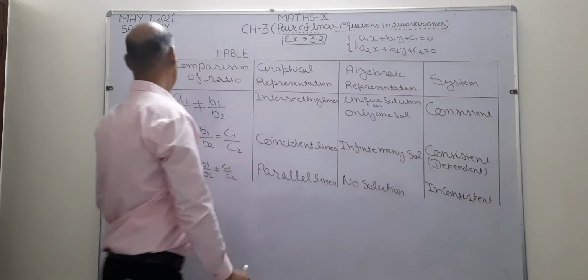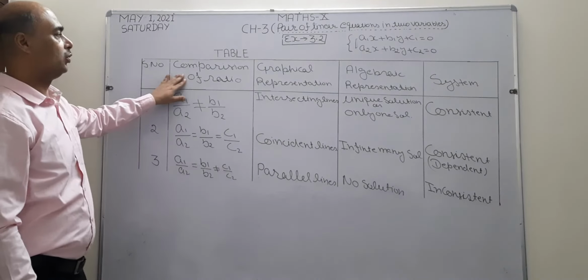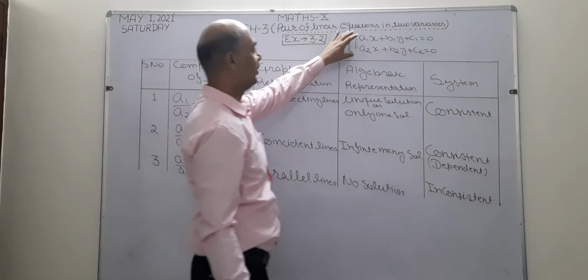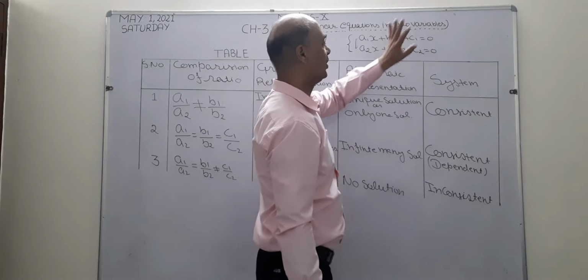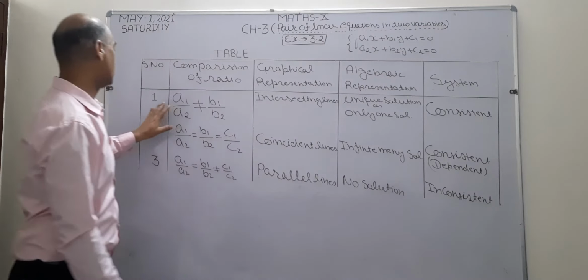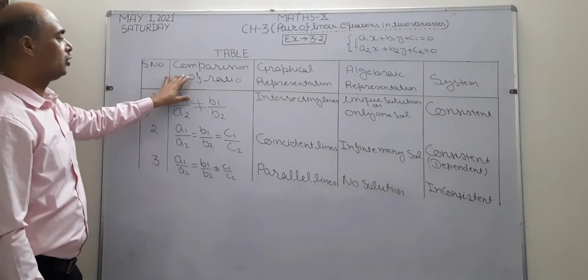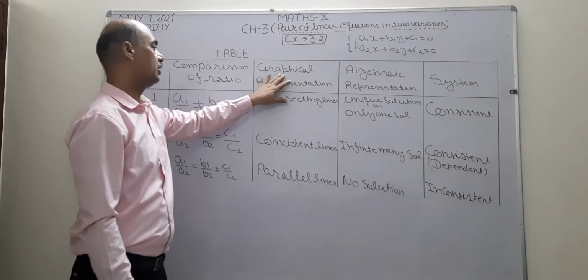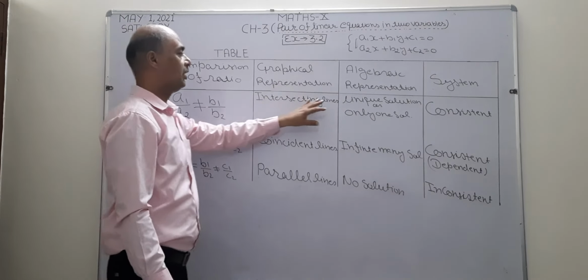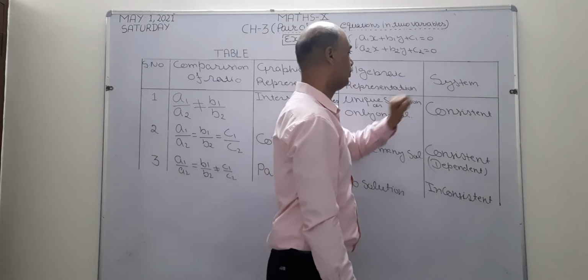Now see, comparison of the ratios. I am going to compare the ratios of a1 by a2, b1 by b2 and c1 by c2. Okay. Now see the first part. Comparison of the ratios. Here I write graphical representation, algebraic representation and the system.